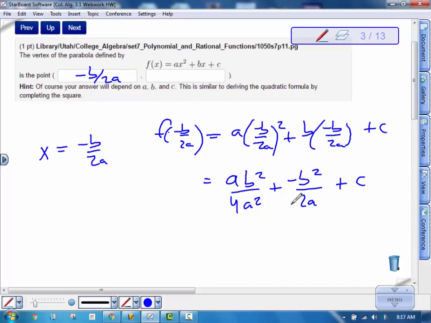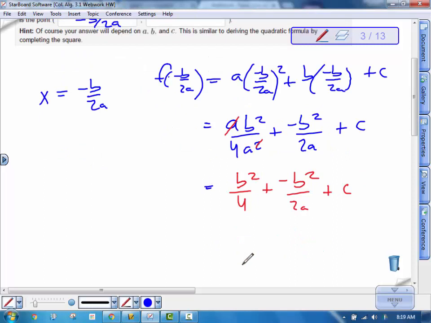And I don't know if they would accept this answer if I enter it in. Obviously I can simplify this a little bit here if I cancel the a with one of these a's. So I get b squared over 4 plus negative b squared over 2a plus c. I'm going to enter that in here and see if that works real quick. I was not able to accept this answer, so I'm going to have to try to simplify this some more, combine these terms and see if that works.